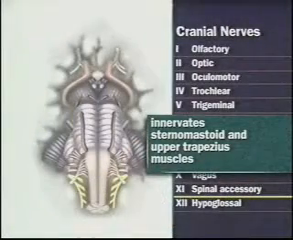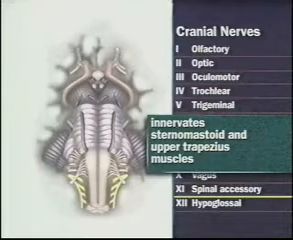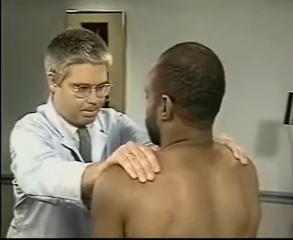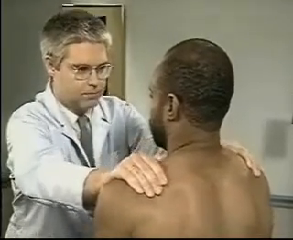Cranial nerve 11, the spinal accessory nerve, innervates the sternomastoid and upper trapezius muscles. I'm going to test the strength of your shoulders. To assess this nerve, ask the patient to shrug his shoulders upward against your hands. I want you to raise your shoulders against this resistance. During this maneuver, evaluate the strength and contraction of the trapezius muscles.